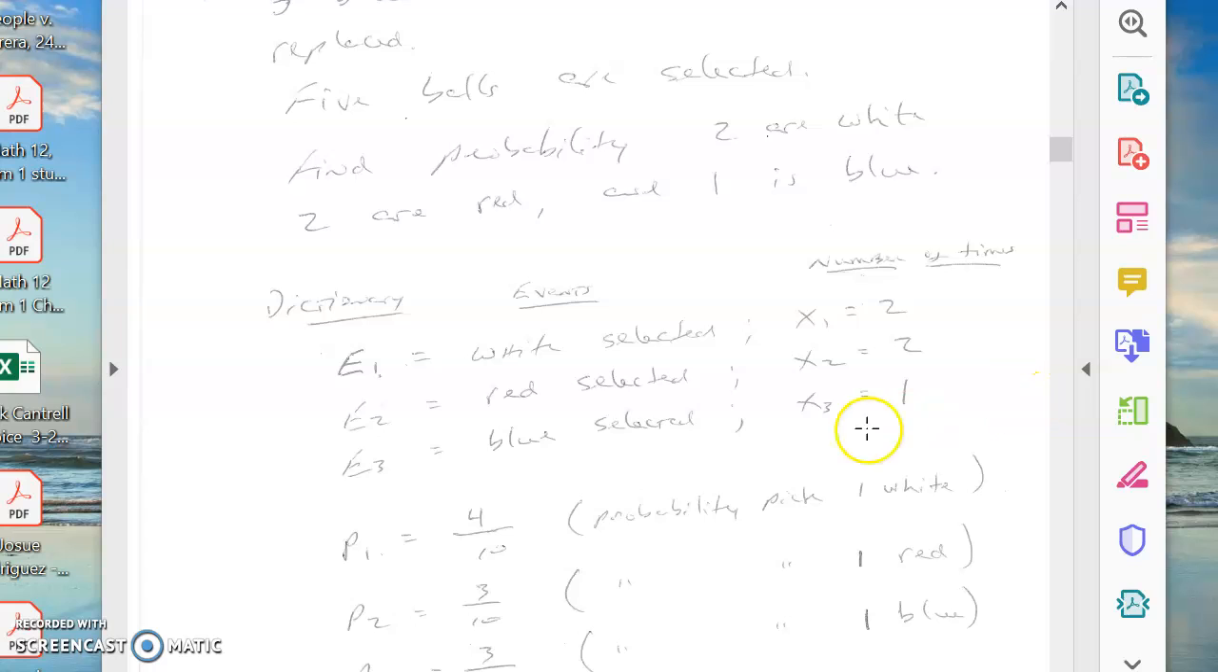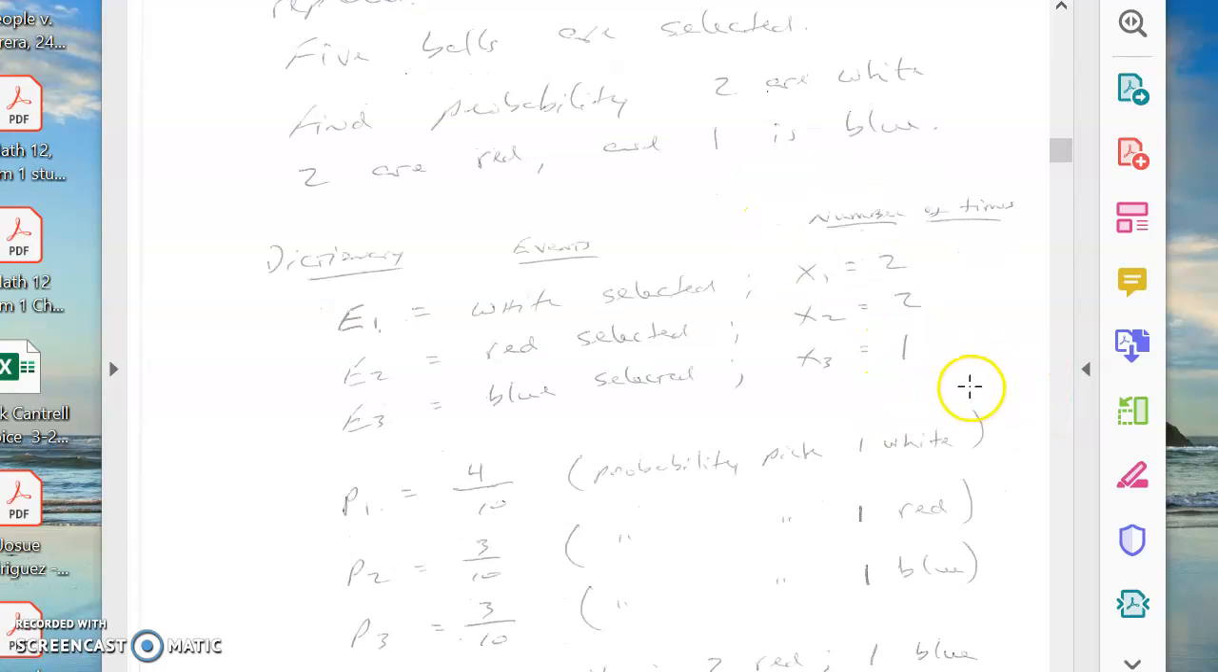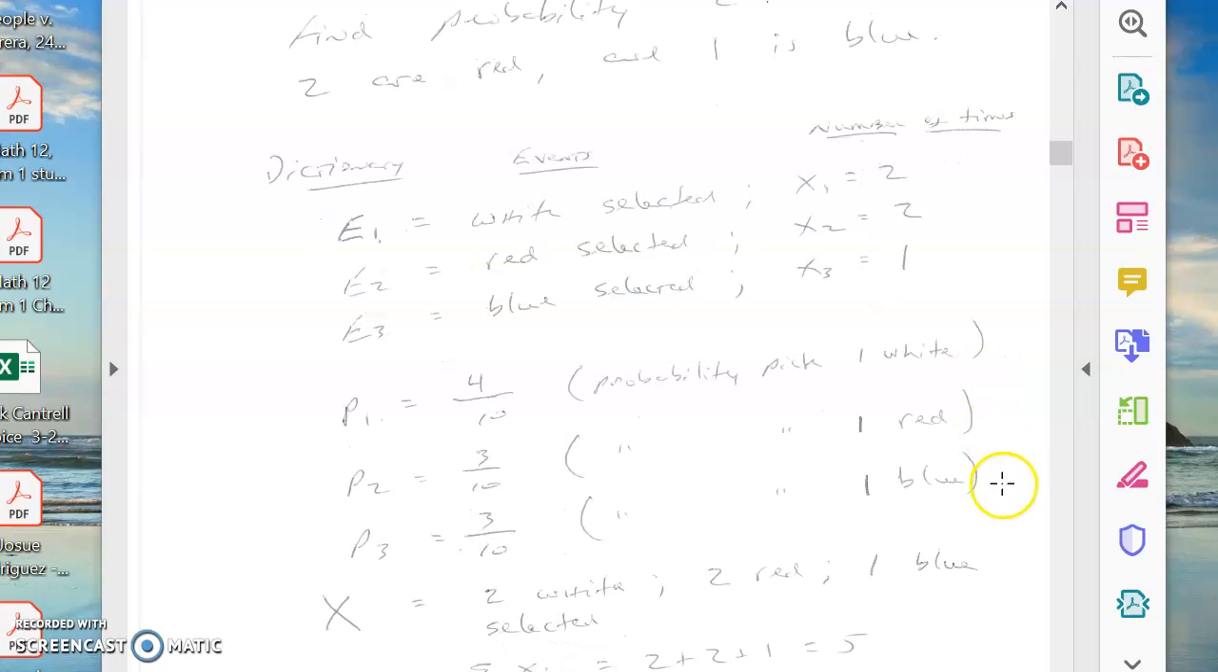Okay, so here's how I do it. I think it makes more sense if you write it out in a little more detail. Here's my little dictionary. The events E1, E2, E3. The event for E1 is the white ball is selected. The event for E2, what does that mean? That means a red ball is selected, and so forth. The number of times, the x sub 1, it's asking you right up here, what's the probability that 2 are white, 2 are red? Well, that's just right here, and then 1 is blue. So I'm writing it out in detail to make it more clear to me and hopefully to you.